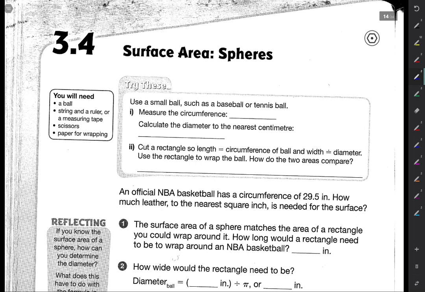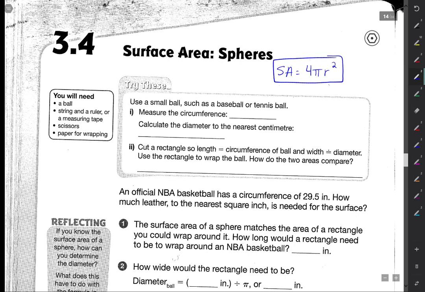Now we're going to look at the surface area of spheres. There's a lot of this section we're actually going to skip over, and I'm just going to give you the formula to find the surface area of a sphere straight away. The surface area of a sphere formula is 4 times pi times radius squared. So write that down somewhere.